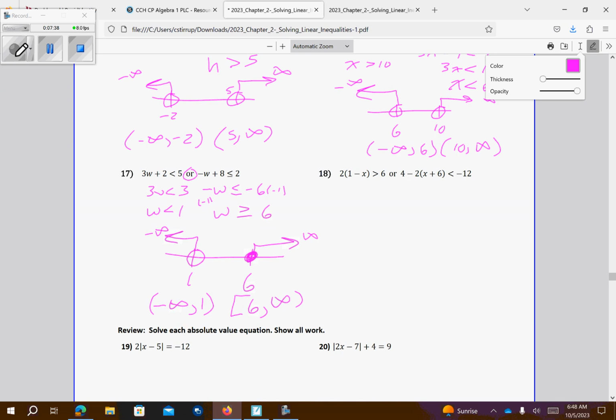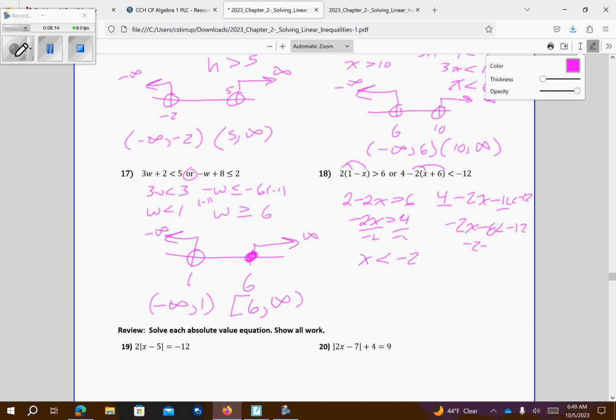Problem number 18, we're going to distribute the 2 over the parentheses, so I get 2 minus 2x is greater than 6. Subtract 2 from both sides, so I get 4. Divide both sides by -2, so if I do that, the sign has to flip over. And then I'm going to distribute -2, so I get -2 times x is -2x, -2 times 6 is -12, is less than -12. I'm going to combine 4 and 12 together. They're on the same side, so that's -8 is less than -12.